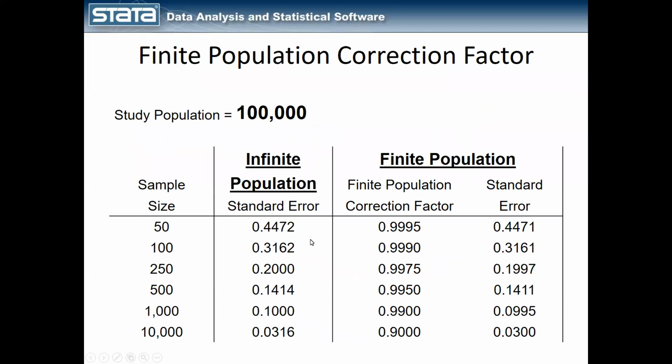Well, why do we care about any of this? Let's say that I'm sampling from a known population size of 100,000. If I draw a sample of size 50 and I ignore the FPC, the standard error, let's say in this case, is 0.4472, some number I pulled out of the air. And for a sample of size 50 from a population of 100,000, the FPC is 0.9995 if you calculate it. And I multiply that times the standard error, I end up with 0.4471. Well, that's not very different for a sample of size 50.